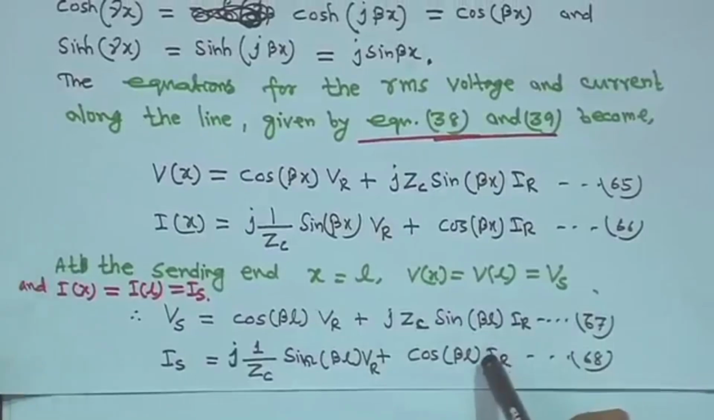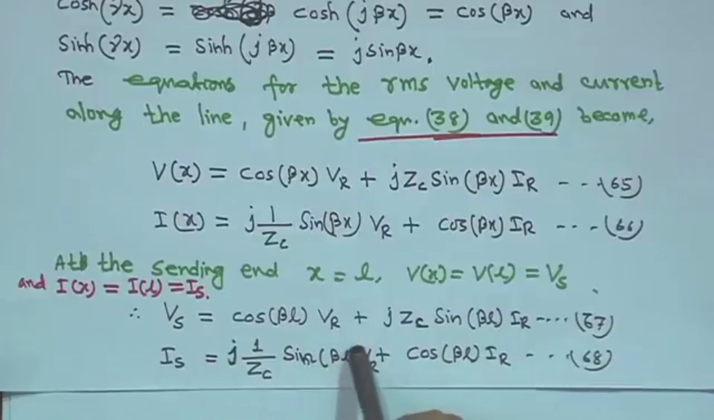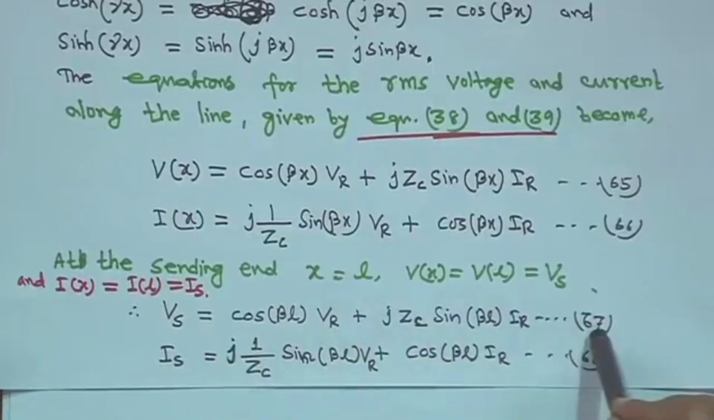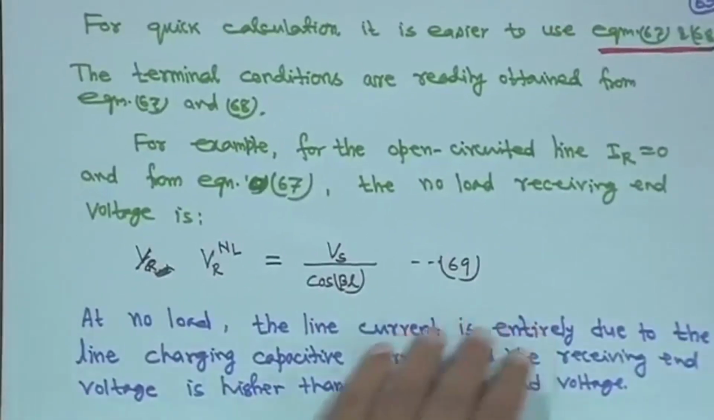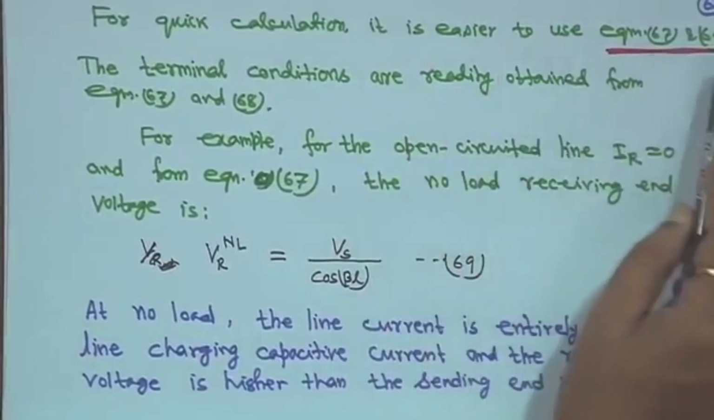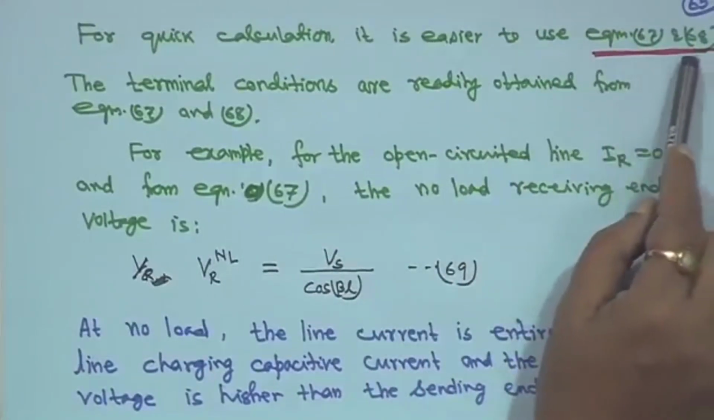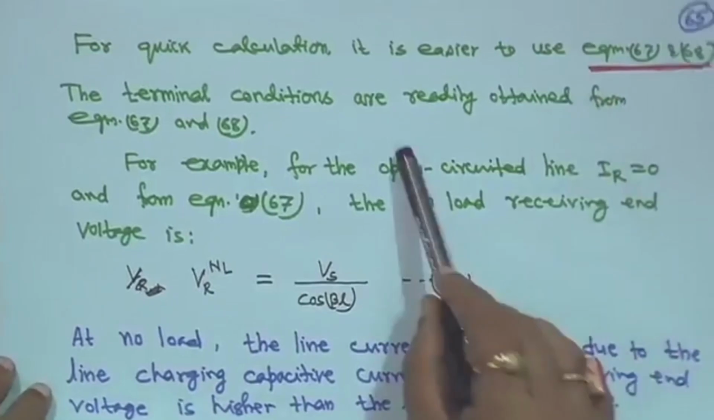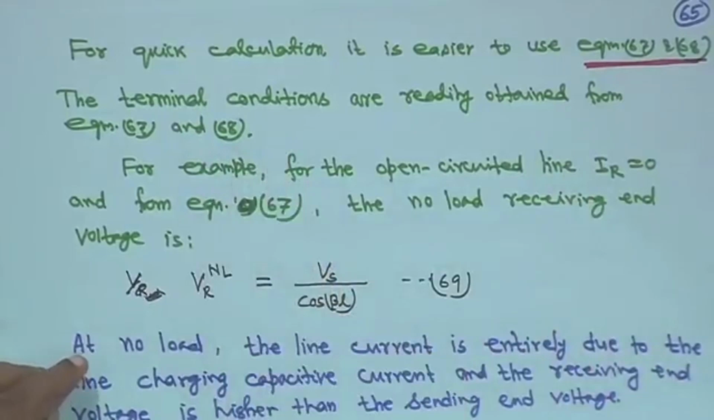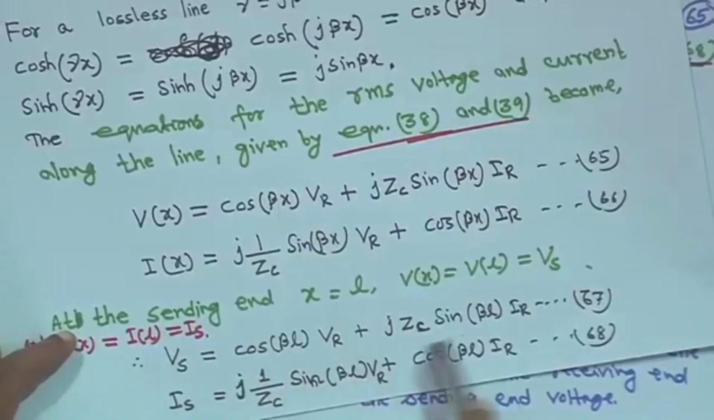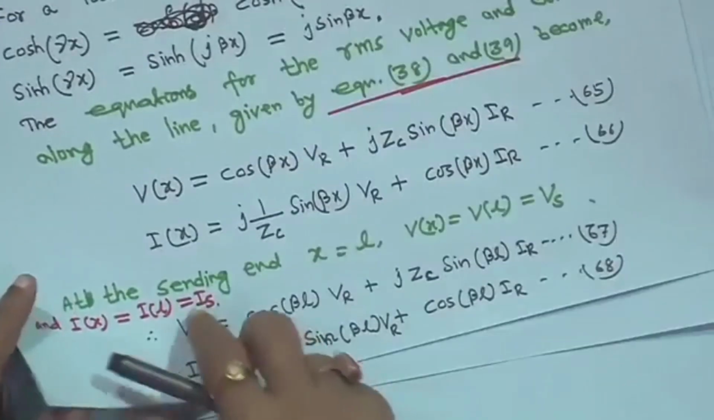So, for quick calculations of ABCD parameters, this equation is, I think, easier to compute and less laborious. This is equation 67 and 68, but remember this is for a lossless line. That is why I have written that for quick calculation it is easier to use equations 67 and 68. Now, terminal conditions are readily obtained from equations 67 and 68.